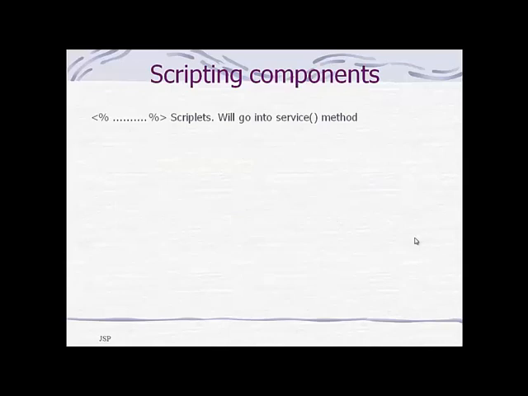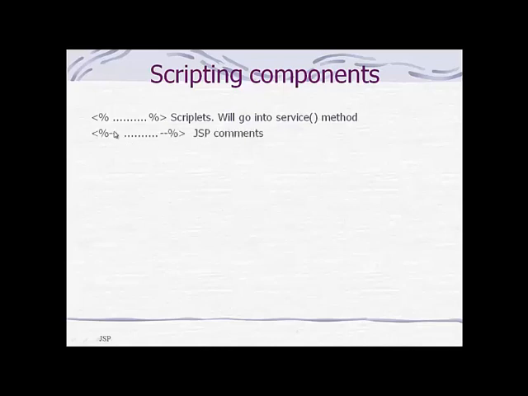Scripting components. Write all the code in this. This will go to the service method. So the lifecycle methods of JSP are init, service, and destroy. Service is the method which calls doGet or doPost. It's there in the servlet. Init, service, destroy. Service calls doGet or doPost according to the request. All the code you write here will go inside this automatically.